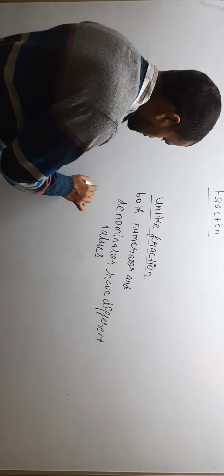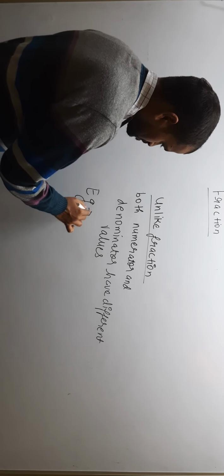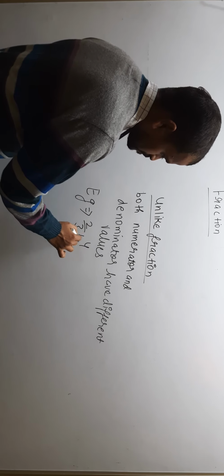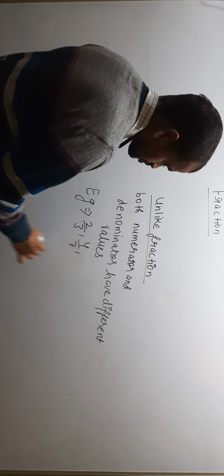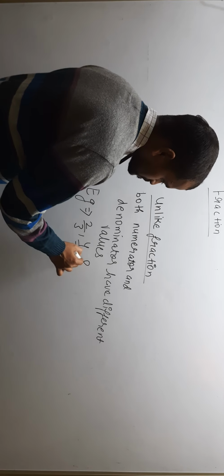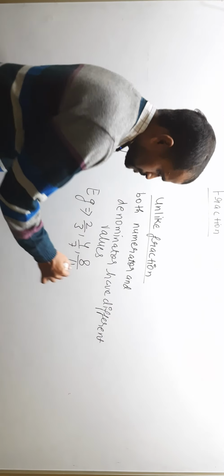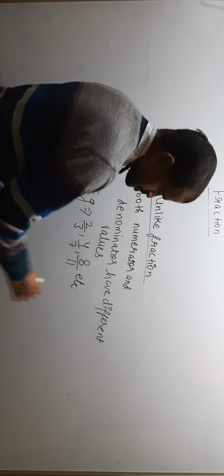See, suppose I have written 2 upon 3, 4 upon 7, 8 upon 11. So these are called the unlike fraction. Got it?